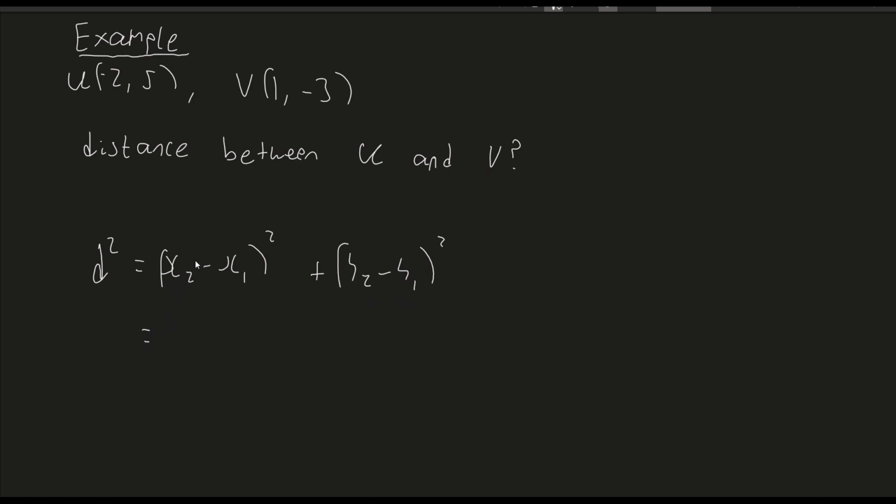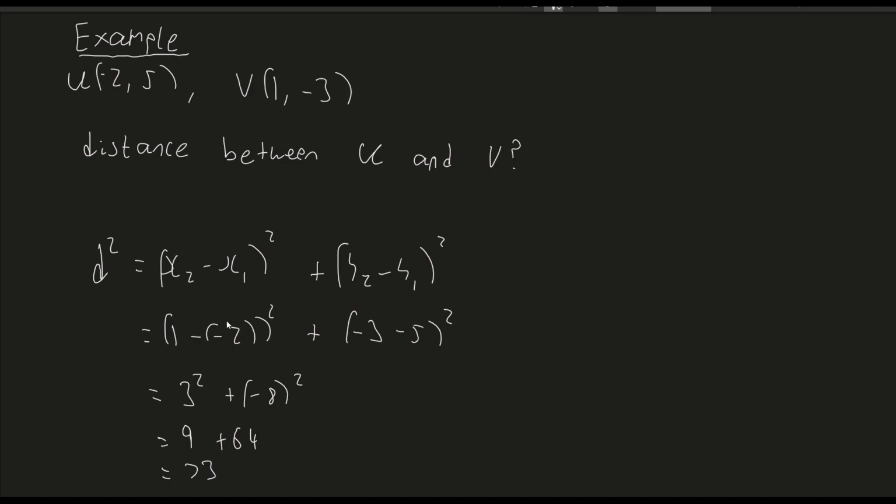Alright. Okay, so x2 is 1 and x1 is minus 2. So we're going to have 1 minus minus 2, and then all of that is squared, plus y2 is minus 3 and y1 is 5, so we have minus 3 minus 5 all squared. This equals, so 1 minus minus 2 is 3 squared, and minus 3 minus 5 is minus 8 squared, and 3 squared is 9, minus 8 squared is positive 64, and 9 plus 64 is 73.